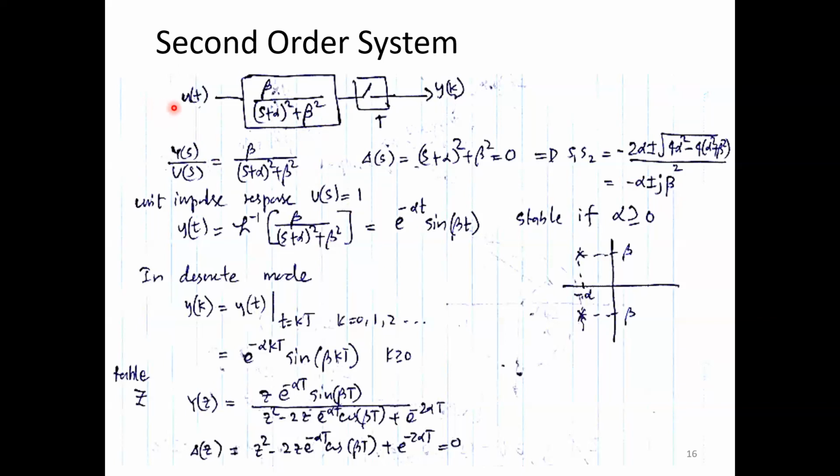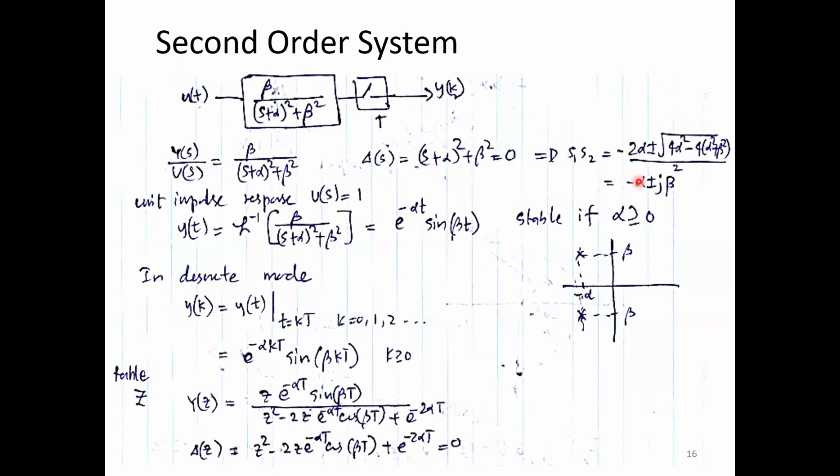Now, then you put the unit impulse as the input. So U(s) is equal to 1, and the output for that one, that is the unit impulse response, is the Laplace inverse of this one. So it becomes e to the minus alpha t sine beta t from the table. If you look at this, e to the minus alpha t is the amplitude of the sinusoidal waveform, and if the amplitude is increasing, the system is unstable. So alpha has to be greater than 0, because this exponent has to be negative. If you have a positive exponent of e, then it is growing. The system is unstable.